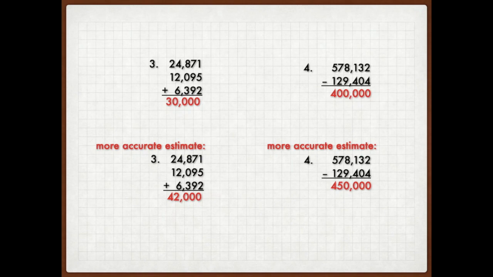For number 3 and 4, first I'm just going to do the front end. So front end is just 2 plus 1. That gives me 3, and everything else becomes zeros. And then number 4, I'm subtracting 5 minus 1, which is 4. Everything else becomes zeros because I'm just doing the first numbers. If I become more accurate, I'll use the first and second, and add those and subtract those. So hopefully you did well.